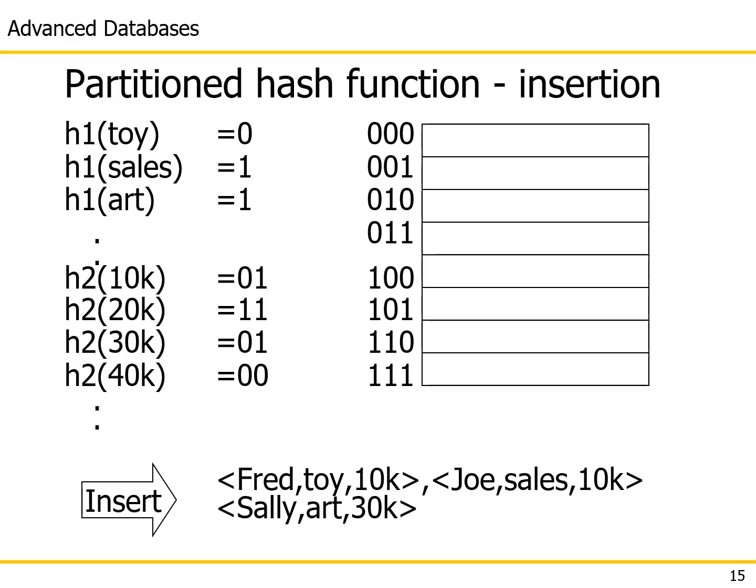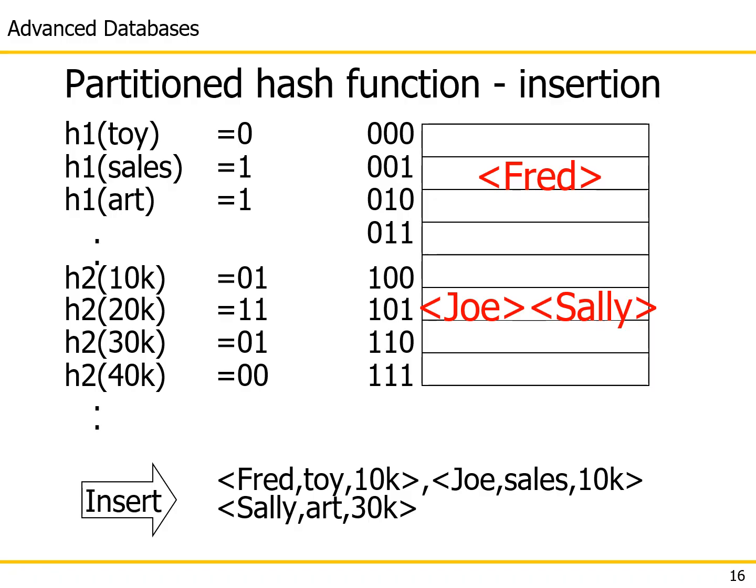Okay, so when I look up a row, Fred, Toy, and 10K, if I would like to insert that in my partitioned hash index, Toy is hashing to 0, 10K is hashing to 0, 1, so I'm going to merge them together, becomes 0, 0, 1. Sales hashes to 1, 10K hashes to 0, 1, so that's going to be 1, 0, 1. Art hashes to 1, 30K hashes to 0, 1, so it's going to be 1, 0, 1. And these are the entries that will be inserted in my partitioned hash index. Okay?